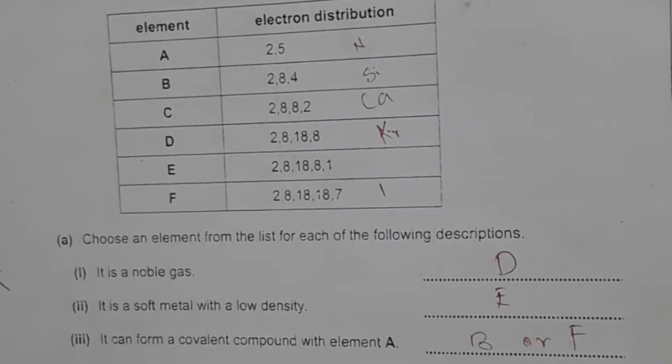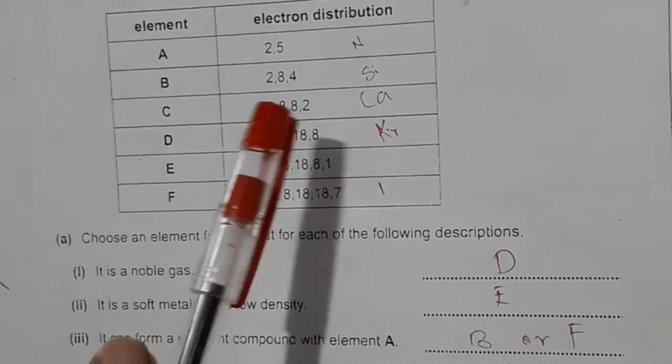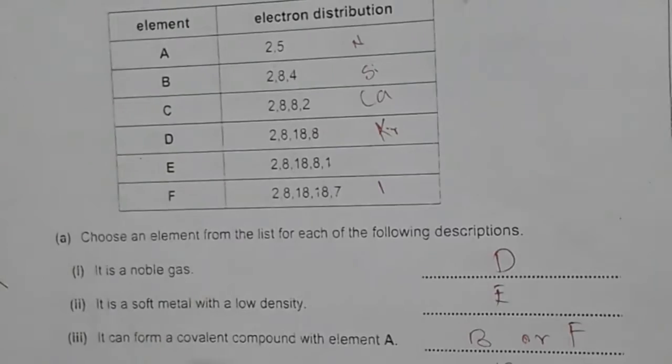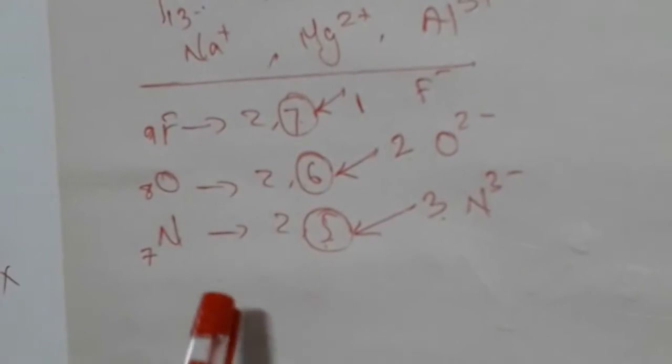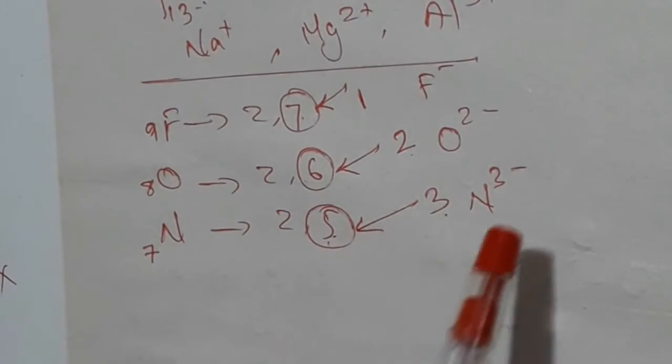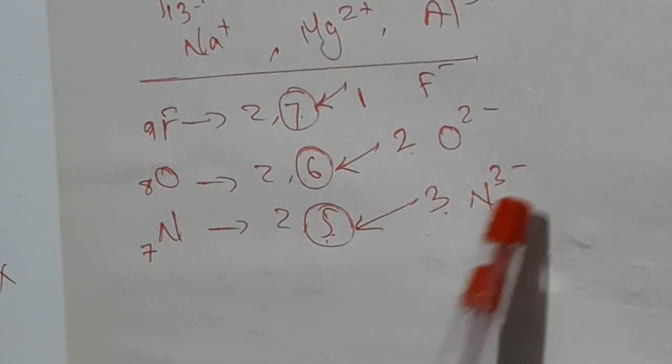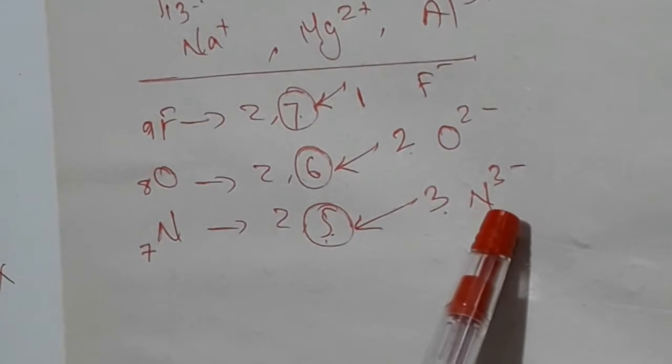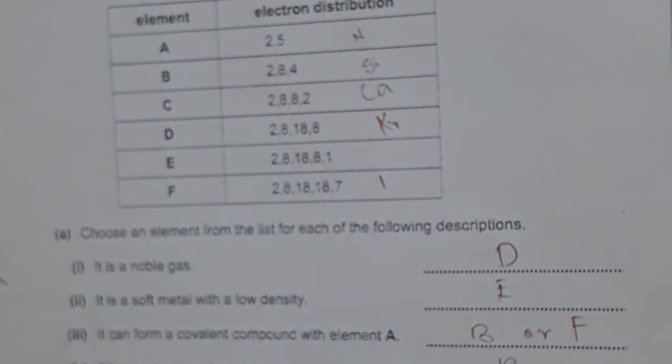And another one, it can form a negative charge like X3 minus. So which element makes a charge of minus 3? Nitrogen, outer shell 5, so it receives 3 more electrons. Nitrogen receives 3 more electrons, it will be N3 minus, so it will be like X3 minus. So here the answer is A, the first one.